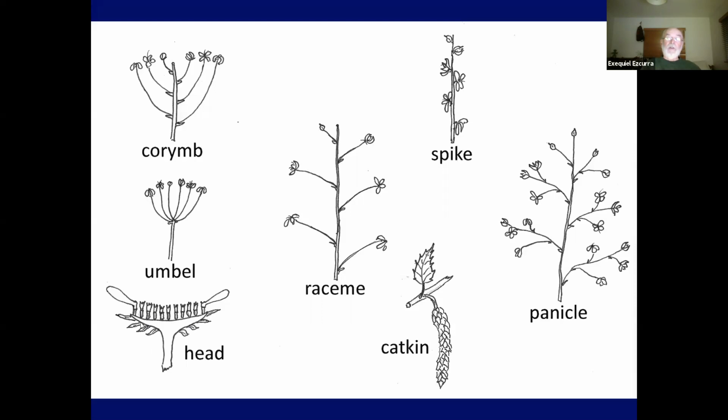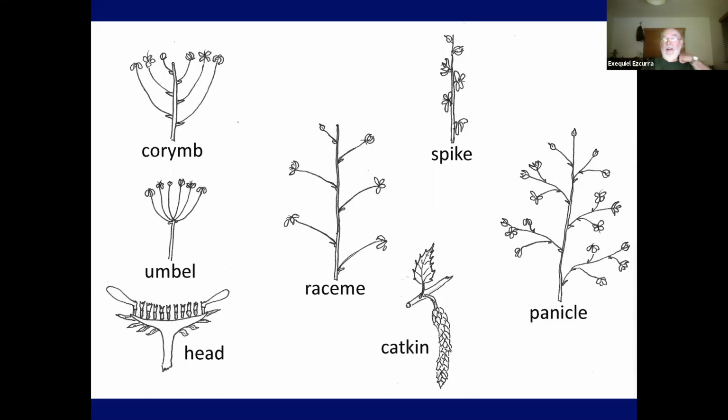And so this structure here is called a disc. These are the bracts now that will show in the lower part of the structure. All this structure is called a head, also a capitulum. Capitulum in Latin means basically a head. So these are the main types of inflorescences that you will find in nature.